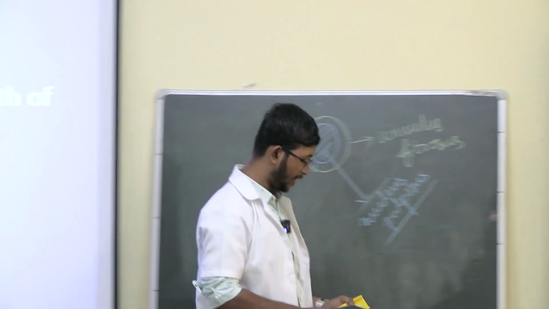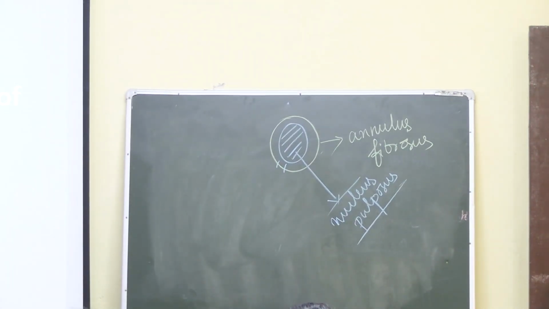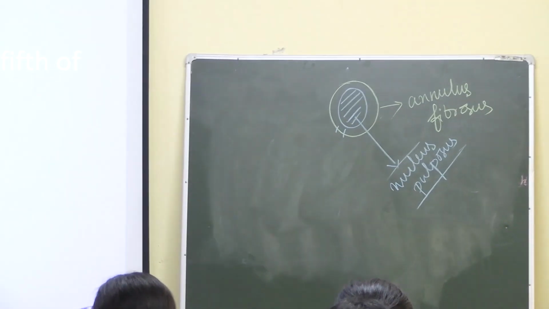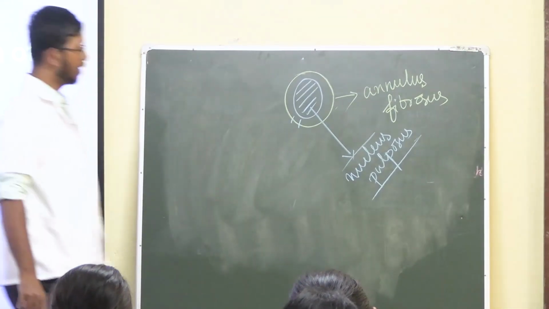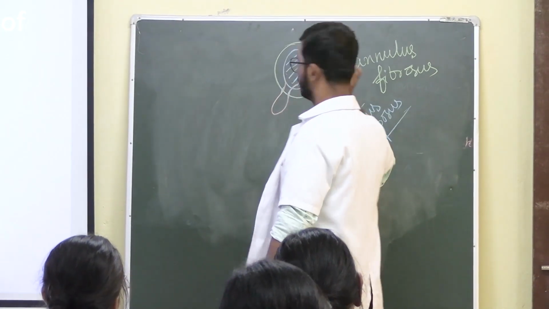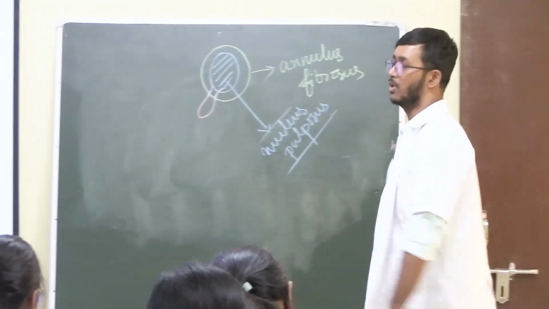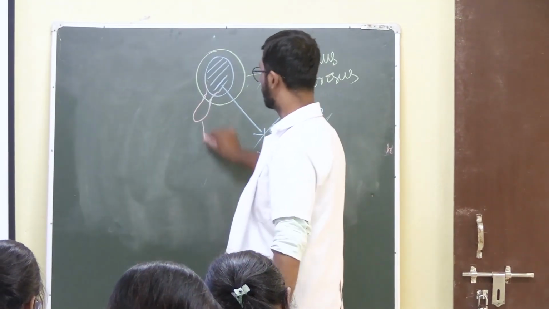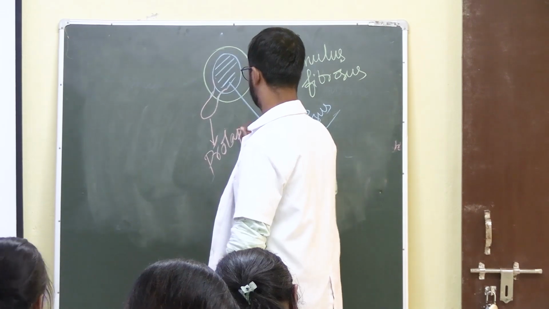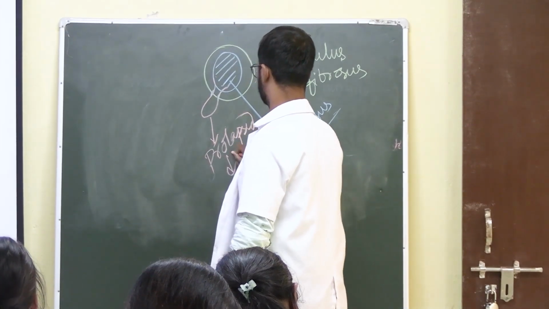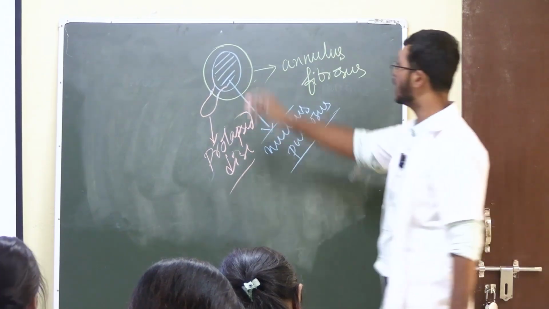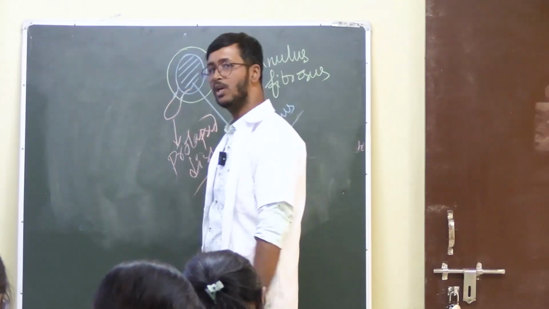Now if this anulus fibrosus gets broken, then what will happen? If the outer covering gets broken, this nucleus pulposus will come outwards. What do we call it? We call it prolapsed disc. This nucleus pulposus comes outward of the intervertebral disc. We call it prolapsed disc.